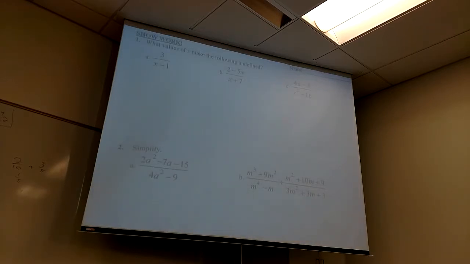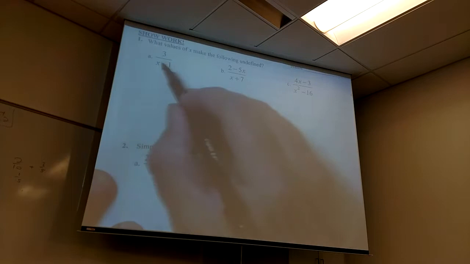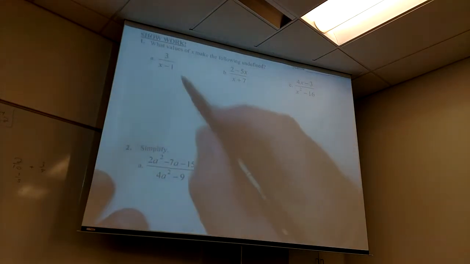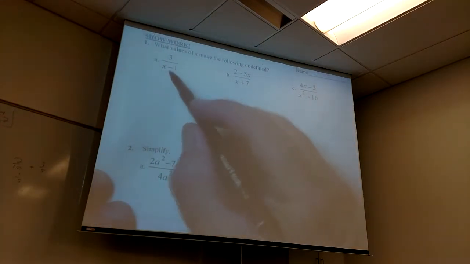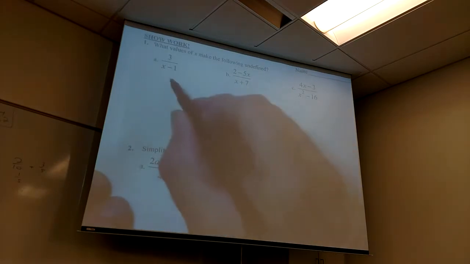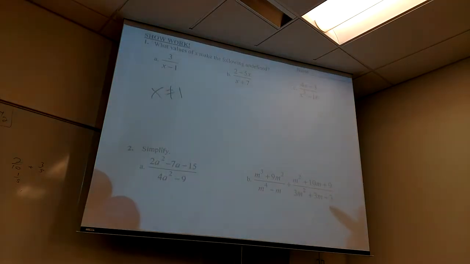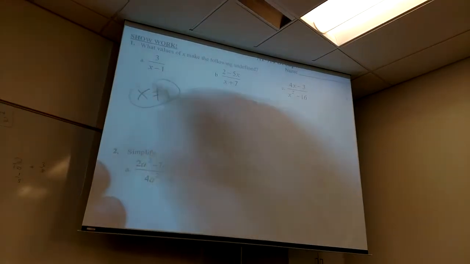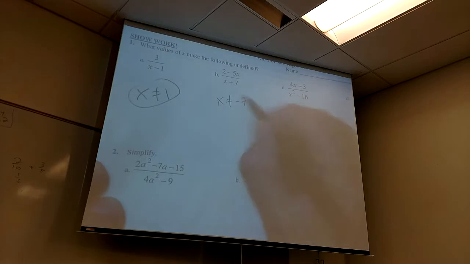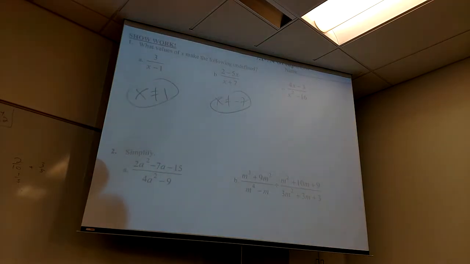Okay, so hopefully these first few are pretty straightforward now. When there's only one term on the bottom, that's awesome. That's a linear thing. Pretty much just eyeball it and tell. What can x not be here? x can't be 1, because that will make the bottom 0. Here, x can't be, because that will make the bottom 0.